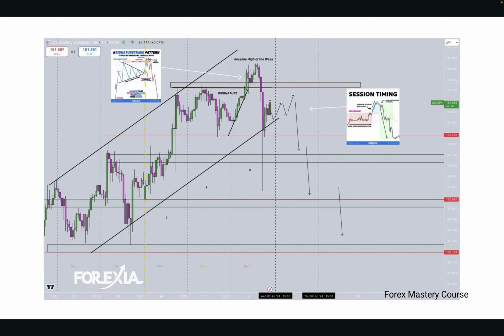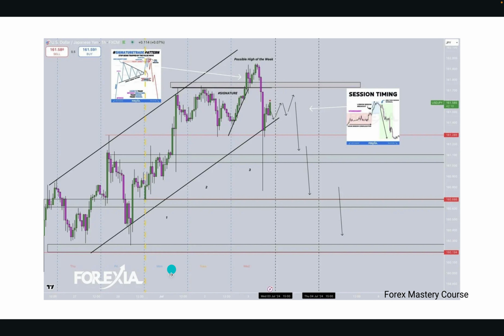To jump right into this video, we're going to be looking at a recent analysis and price projection that I sent to the Forexia community just a few days ago. This was actually last week that I sent this specific price projection and analysis on the pair USD/JPY. We can see an obvious uptrend.